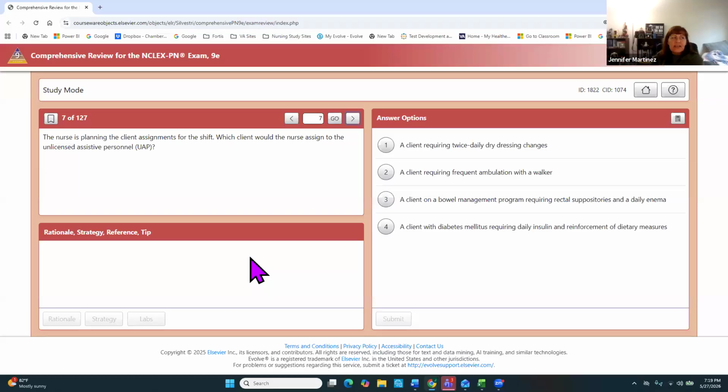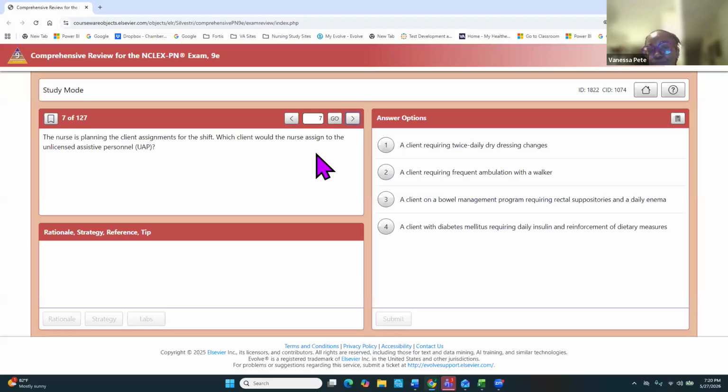All right. The nurse is planning the client assignments for the shift. Which client would the nurse assign to the unlicensed assistive personnel? 1, a client requiring twice weekly dry dressing changes. 2, a client requiring frequent ambulation with a walker. 3, a client on a bowel management program requiring rectal suppositories and a daily enema. Or 4, a client with diabetes mellitus requiring daily insulin and reinforcement of dietary measures.